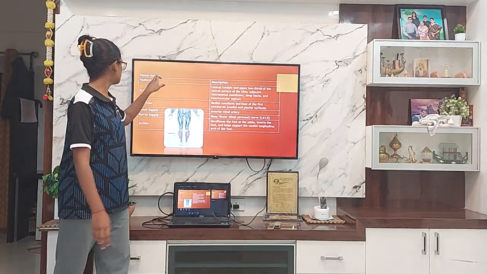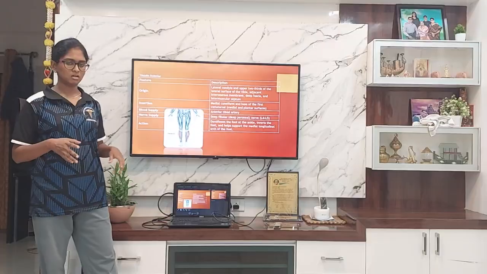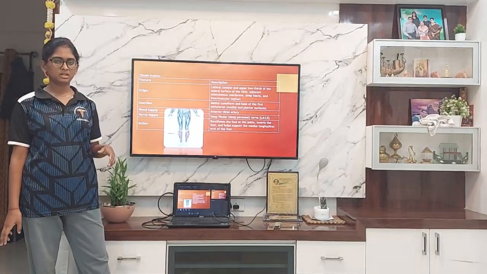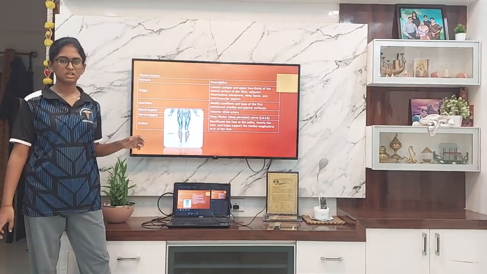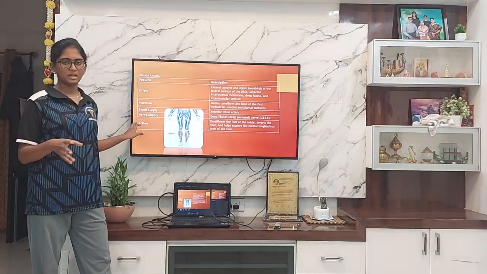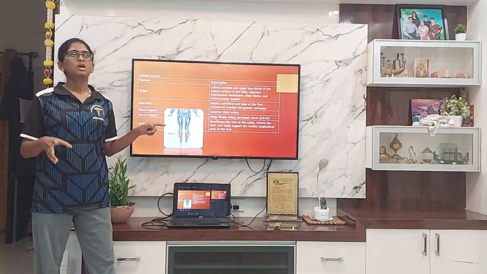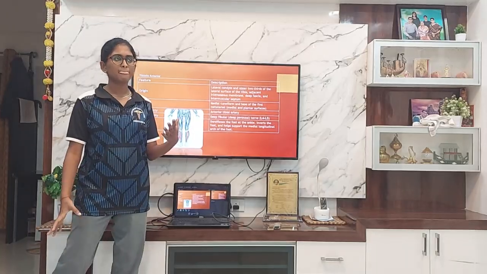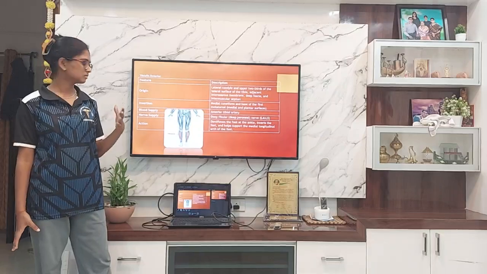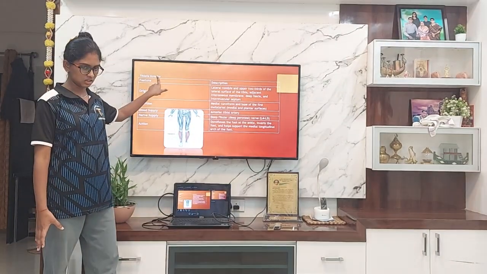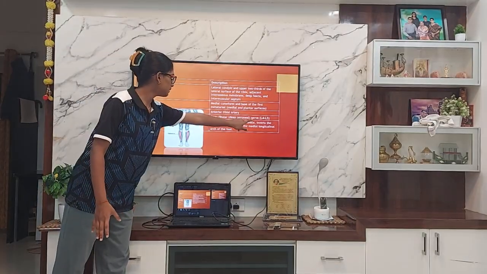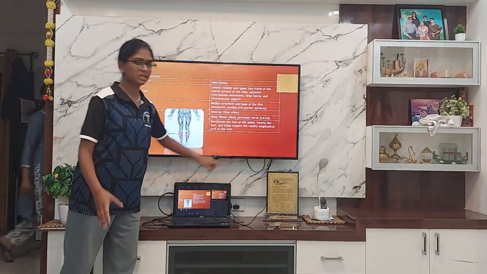And the blood supply of the tibialis anterior, according to its name, is the anterior tibial artery. Okay, so the nerve supply of the tibialis anterior will be the deep peroneal nerve. This is the deep fibular nerve.